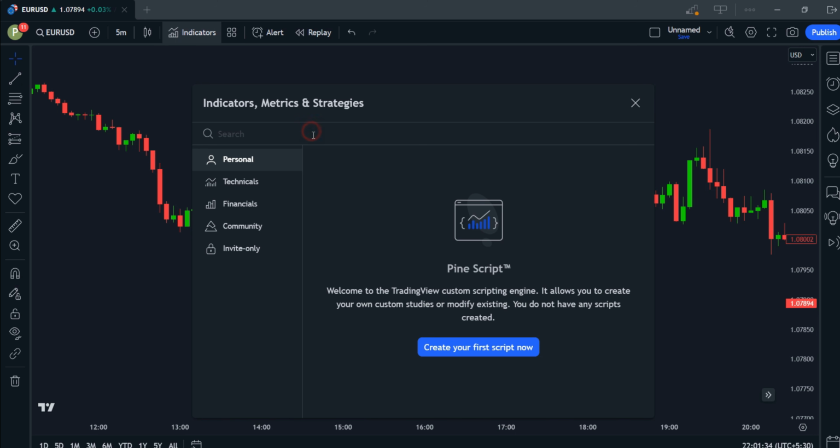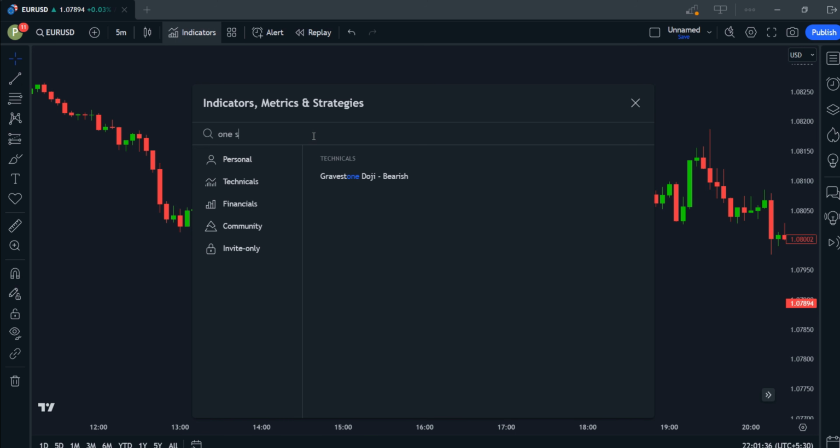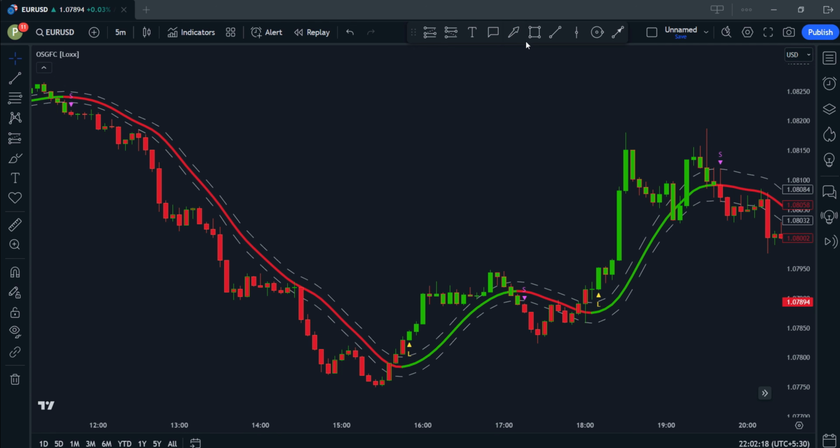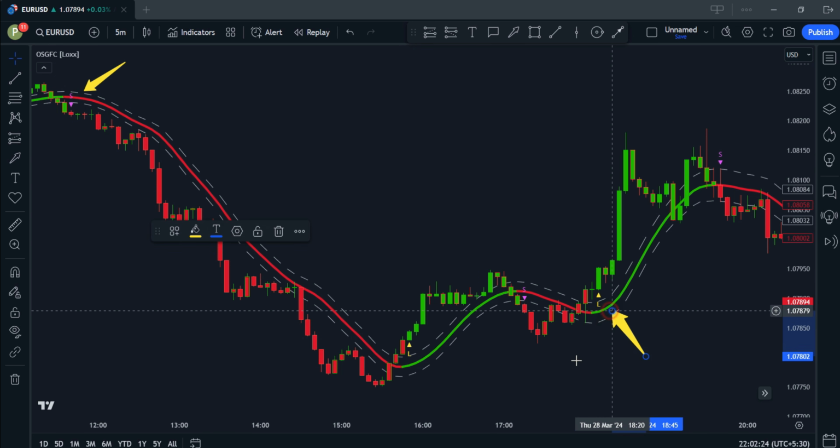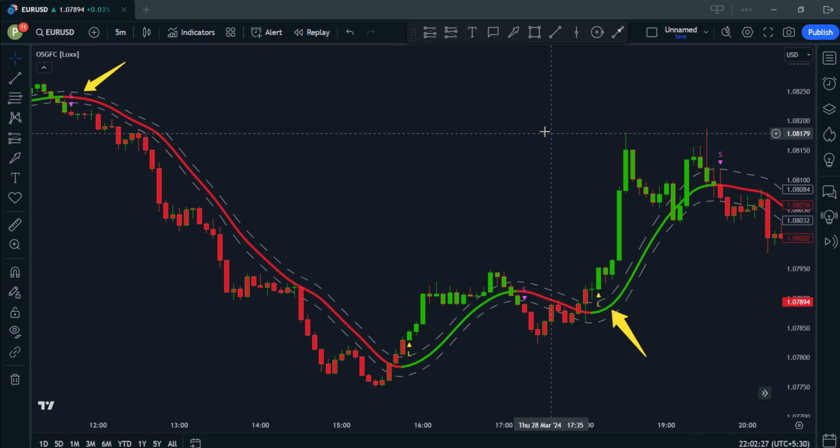Now, let's dive into how to use the one-sided Gaussian filter indicator. This indicator simplifies things by showing arrows on the chart. Up arrows suggest potential buying opportunities, and down arrows suggest potential selling opportunities.